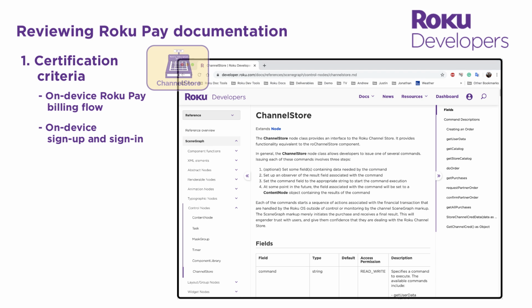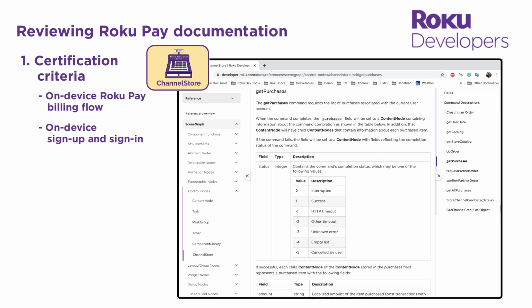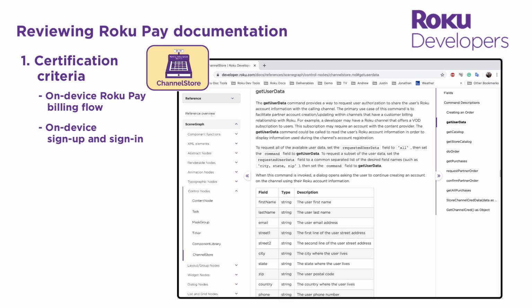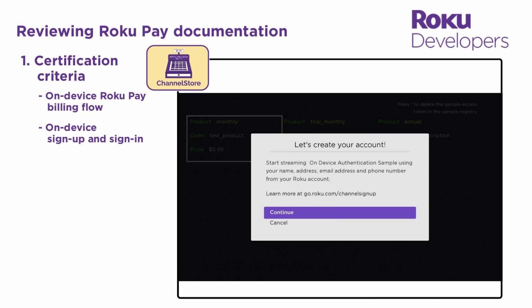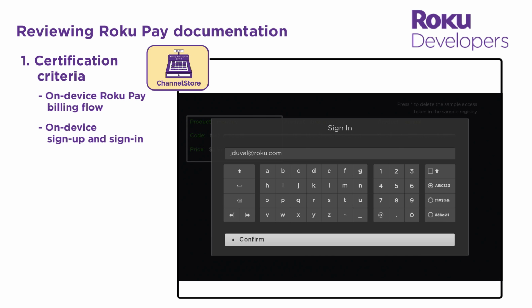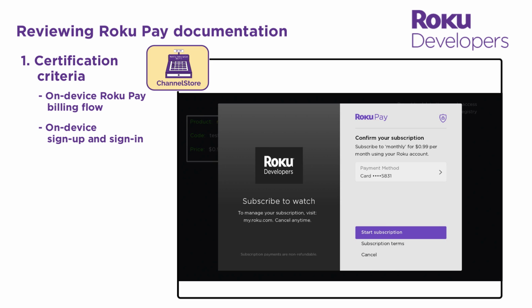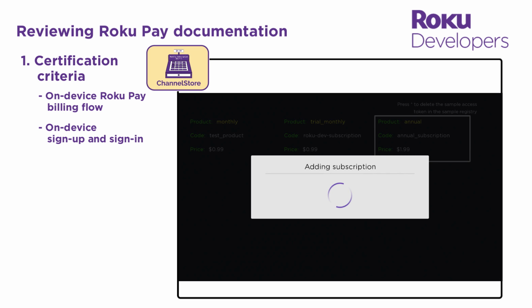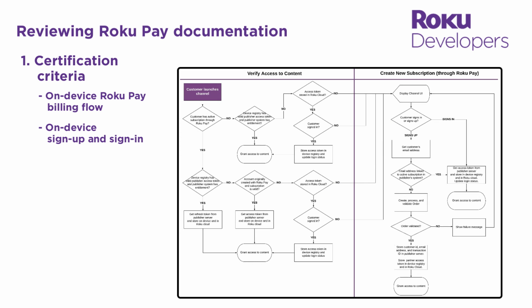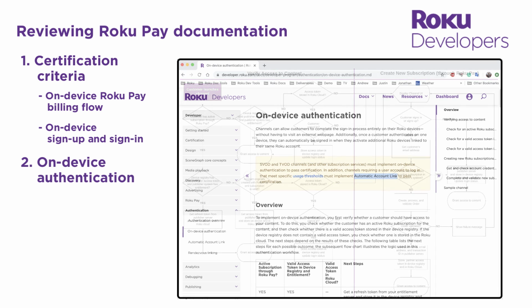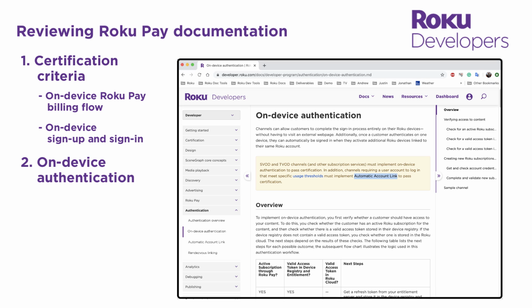The ChannelStore component includes APIs for getting the customer's existing purchases and getting their email address and other Roku account information, which minimizes or completely eliminates the need for customers to enter any information when subscribing or launching channels. This helps ensure customers complete their purchases on your channel and get to content faster. We'll review the Roku Pay workflow in the next section. You can also check out the on-device authentication guide for more information.